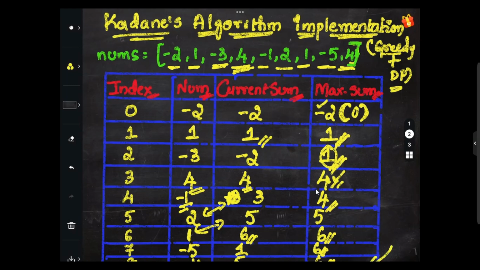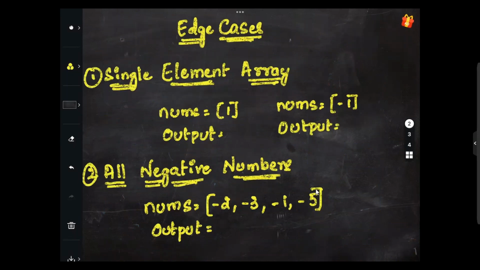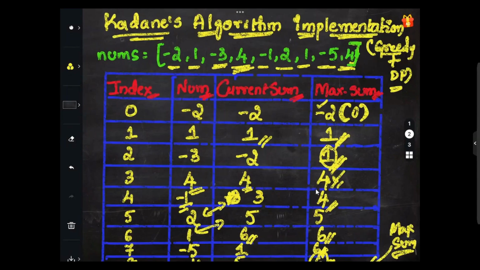So the last value in the maximum sum column, the bottom right value, is nothing but 6. This we will return as the output, as the maximum sum, right? We got 6 here, so the output in this case is 6.